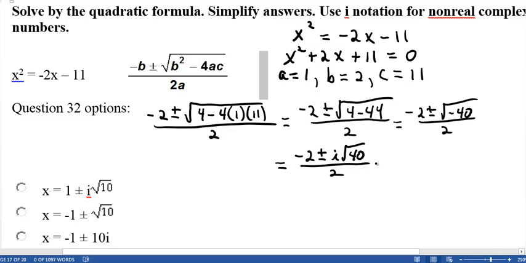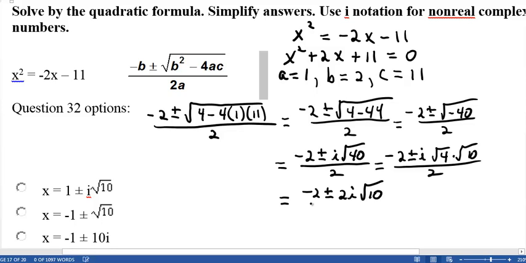There's a variety of ways to do it. Some people break this down into prime factorization. Others write the highest perfect square factor. So in this case, it would be the square root of 4 times the square root of 10. So this would give us negative 2 plus or minus, now the square root of 4 is 2 times i is 2i, square root of 10 all over 2.